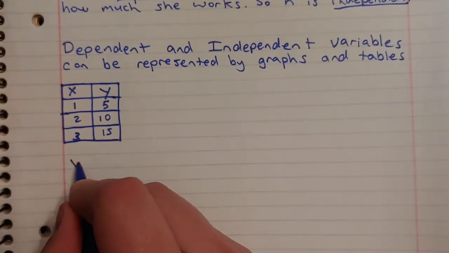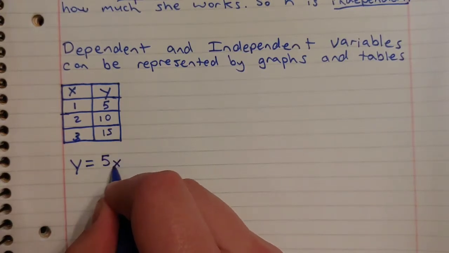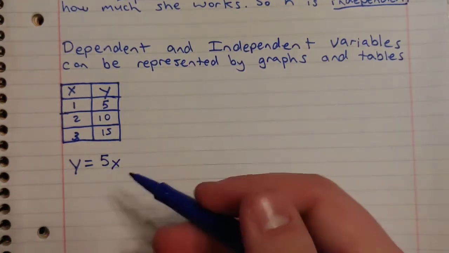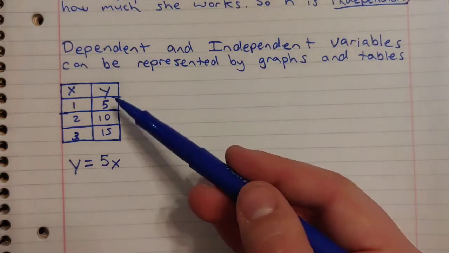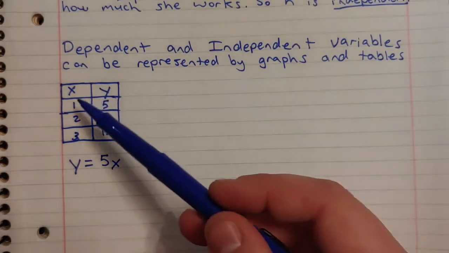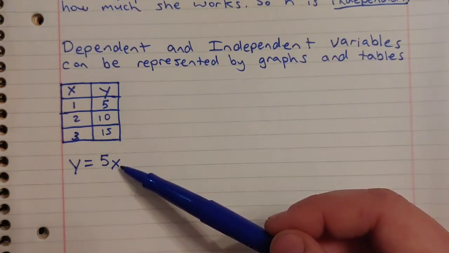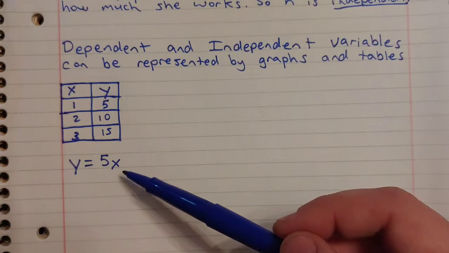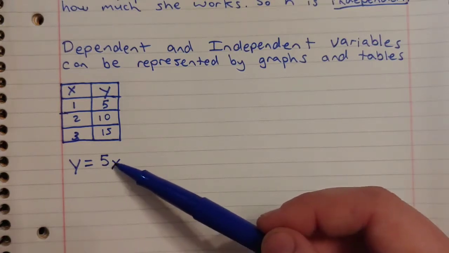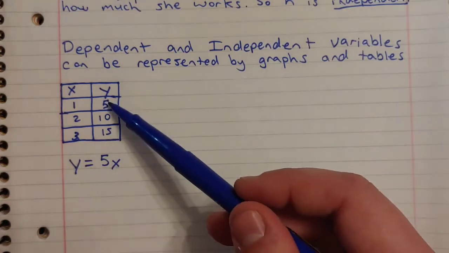So Y equals 5x. This is our equation that gets us this answers. So if we plug 1 in to this right here, so we're doing substitutions. So 5 times 1 is going to give us 5 for y, and that's what that is.